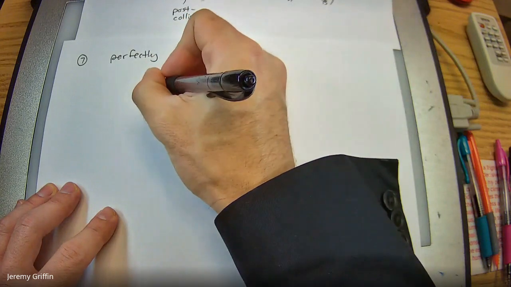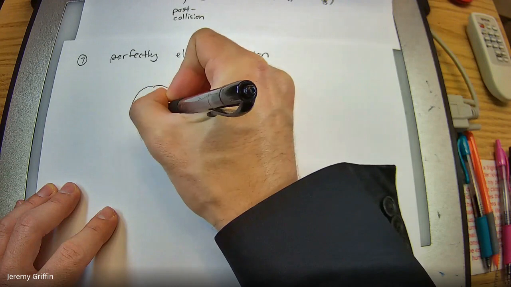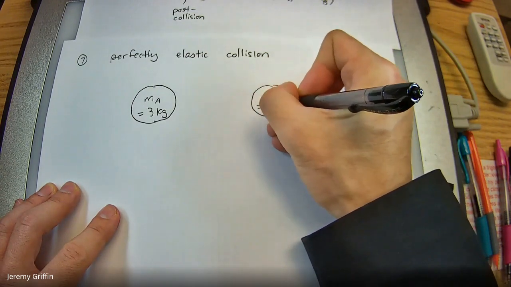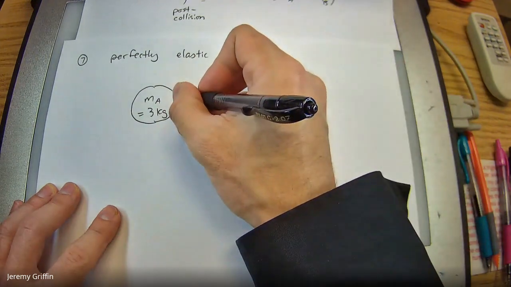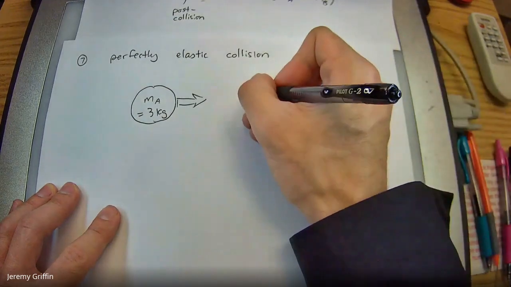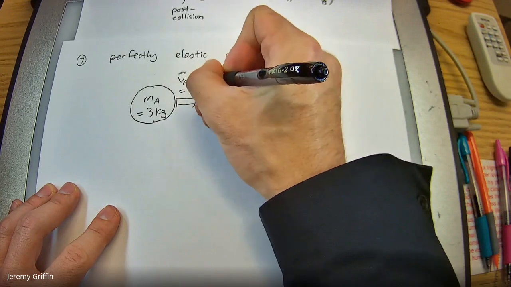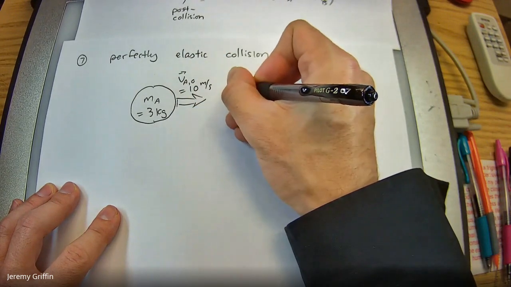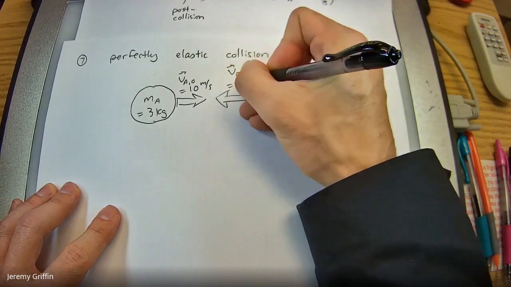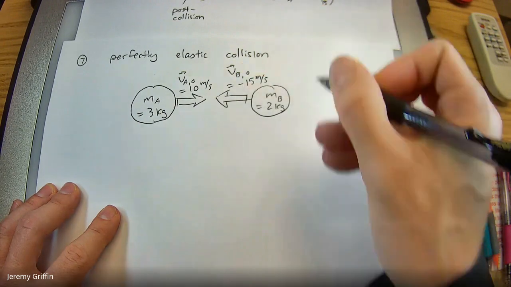So we got, let's go, mass A is 3 kilograms, just like before. Mass B is 2 kilograms, just like before. These are headed towards each other, just a head-on collision. Everything's just in one dimension. Okay. Velocity A initial, let's call it 10 meters per second, just like yesterday. And velocity B initial, we'll call 15 meters per second, and I'll throw a negative sign on it, just to say it's going to the left.